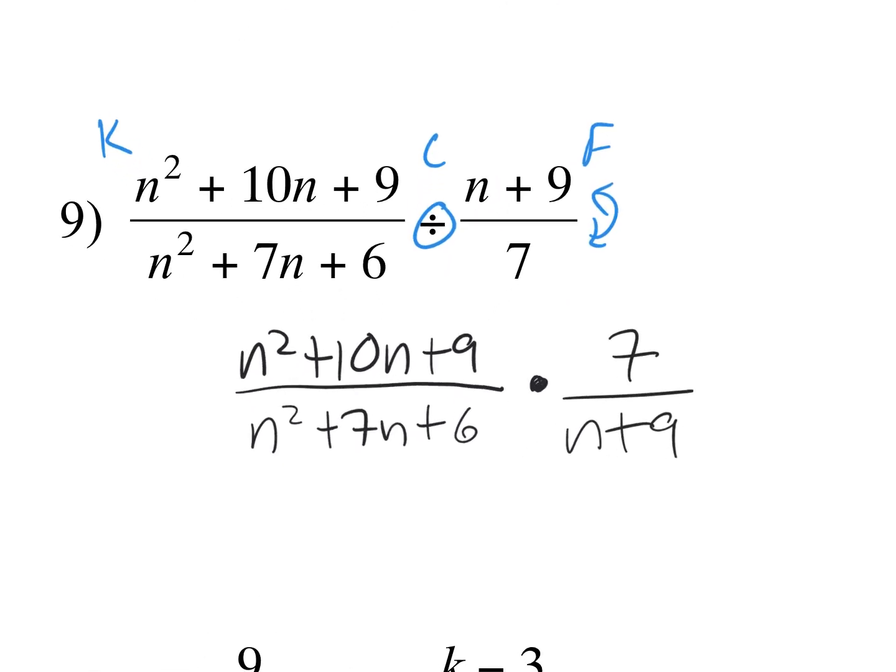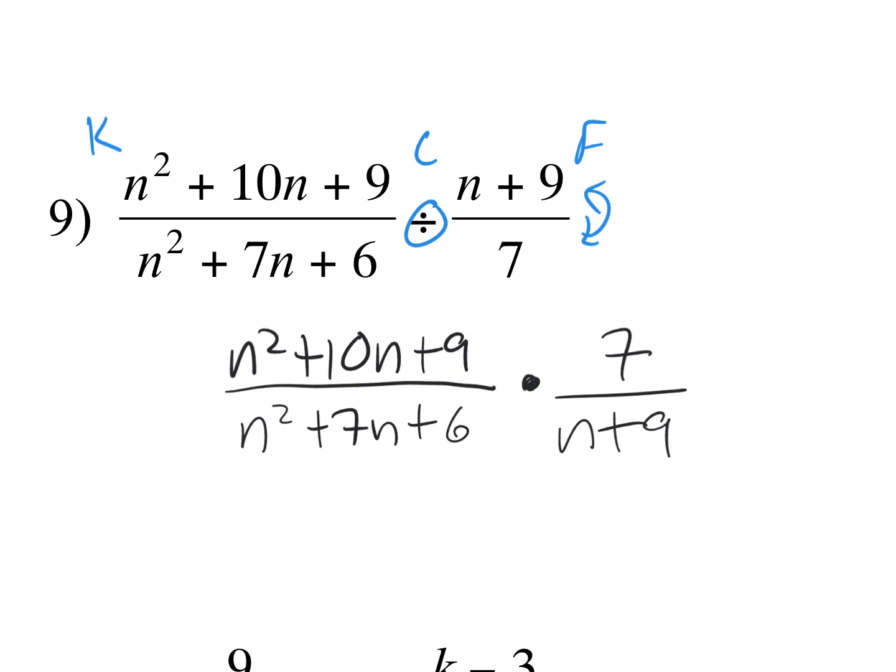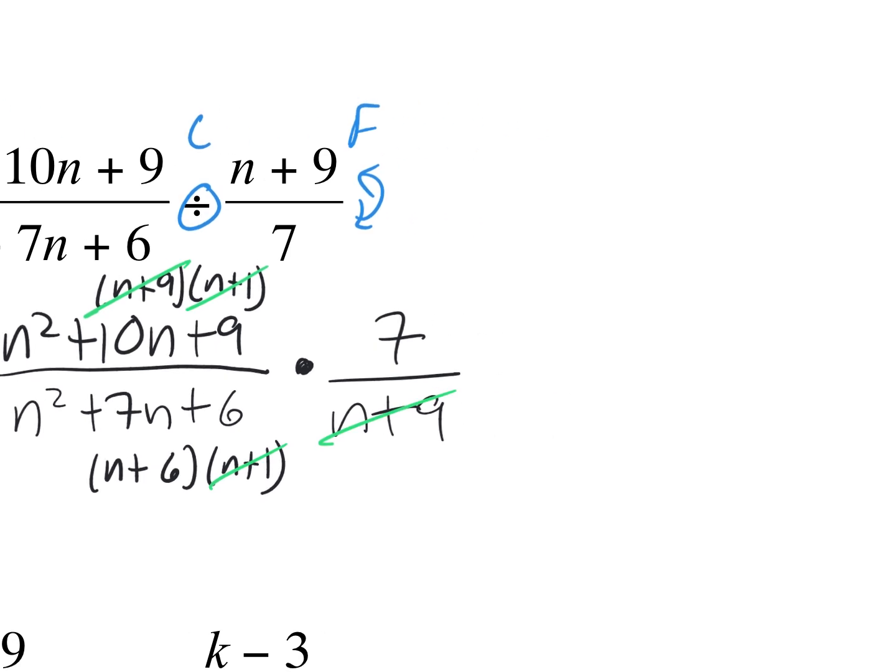Now let's factor everything. n squared plus 10n plus 9: what multiplies to 9 and adds to 10 is just going to be n plus 9, n plus 1. And then the same thing on the bottom. What multiplies to 6 and adds to 7? We're going to do n plus 6, n plus 1. Now that everything's fully factored, let's start canceling. n plus 1 is going to cancel, n plus 9 is going to cancel. So then we're just left with a 7 on top, and an n plus 6 on the bottom.